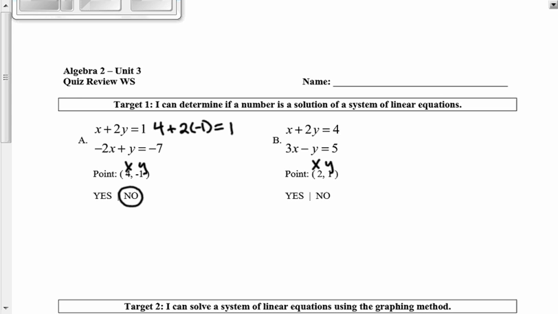So doing the same thing over here, just new numbers, plugging in 2 for x and then 1 for y. It's true in that top equation. So let's see if it's true in the second equation. 3 times 2 minus 1, that does equal 5. So since it's true in both equations, yes, that is the solution to that system.